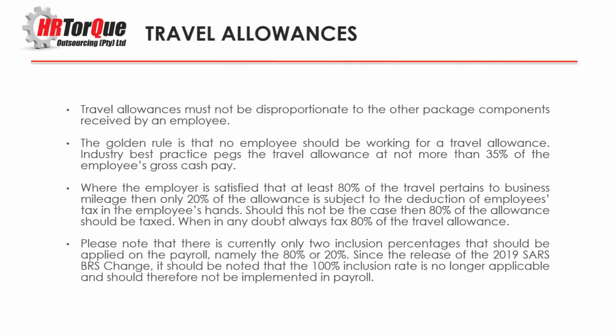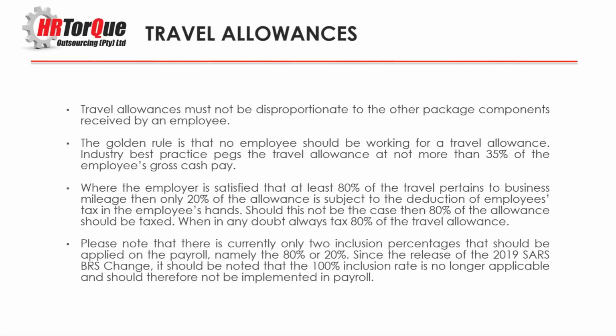Now, as I've mentioned the 80% and the 20% tax on travel allowance before, but I just want to clarify here. The employer has got a decision to make. If the employer thinks that the employee is going to travel less than 80% for business purposes, they have to tax the travel allowance at 80%. Now, this is the default position that I encourage employers to go with. When in doubt, tax 80%.